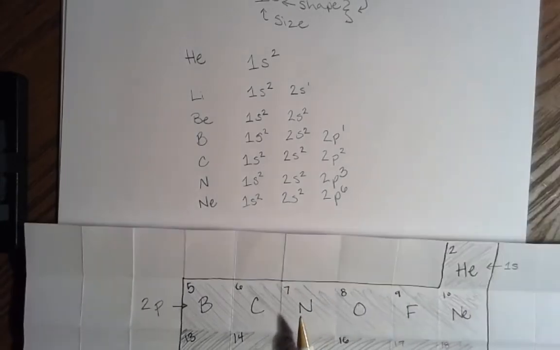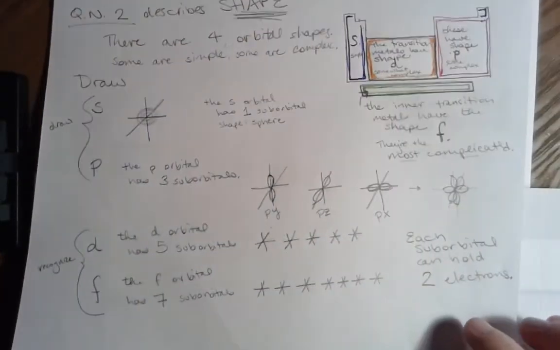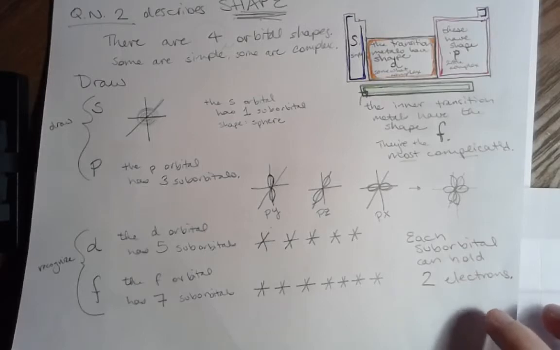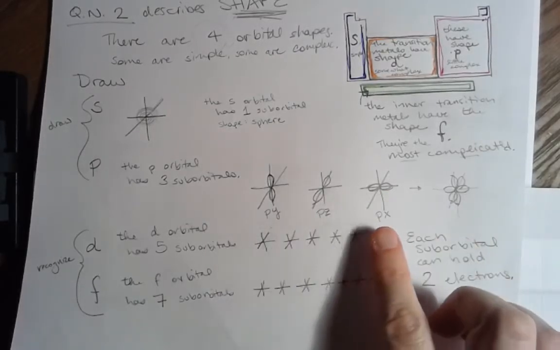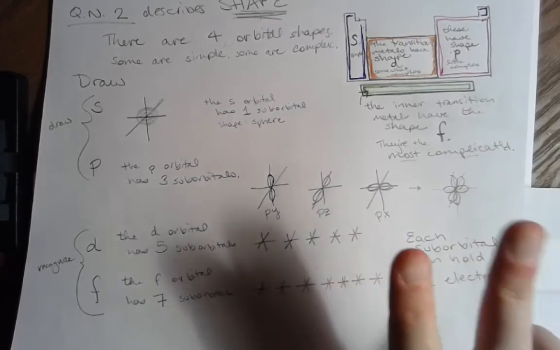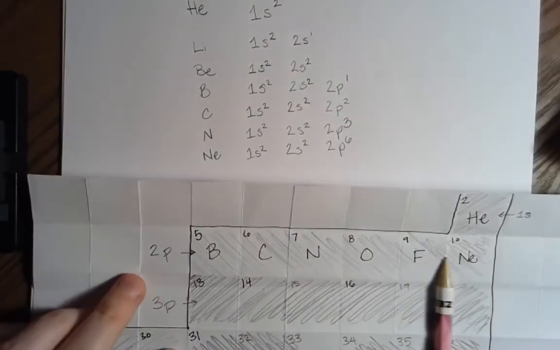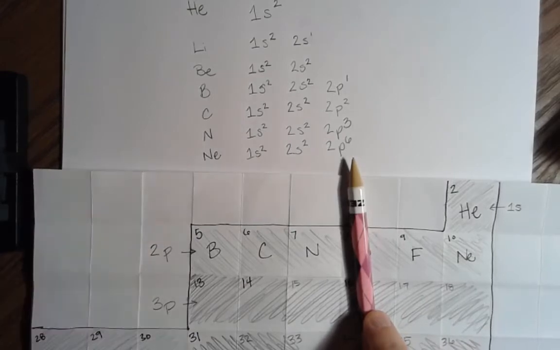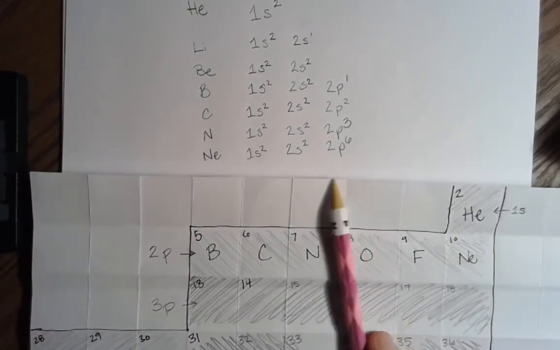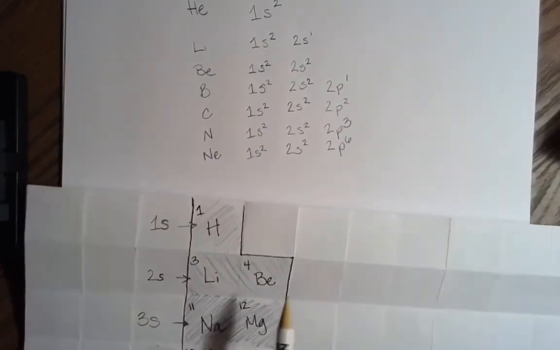Referencing over here, we wrote this, I don't know how many days ago by now. Each suborbital can hold 2 electrons. So you've got 3 suborbitals in your p. Each of them can hold 2 electrons, so you're looking at 2 times 3 is 6 electrons. So your p orbital is full once you hit 6 electrons. Alright, so our 2p is full. Let's move over to the next line.